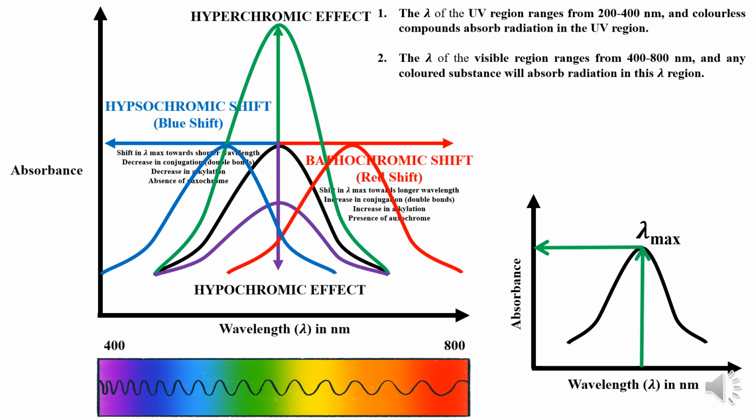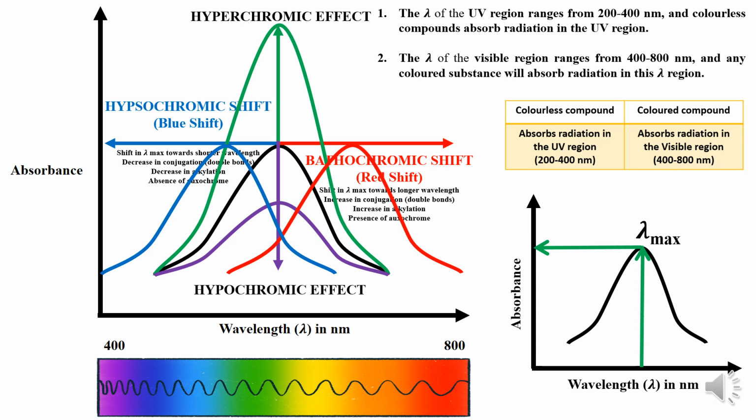Now one should familiarize themselves with these 2 key points. That is, the wavelength of the UV region ranges from 200 to 400 nanometers, and colorless compounds absorb radiation in the UV region. And the wavelength of the visible region ranges from 400 to 800 nanometers, and any colored substance will absorb radiation in this wavelength region.